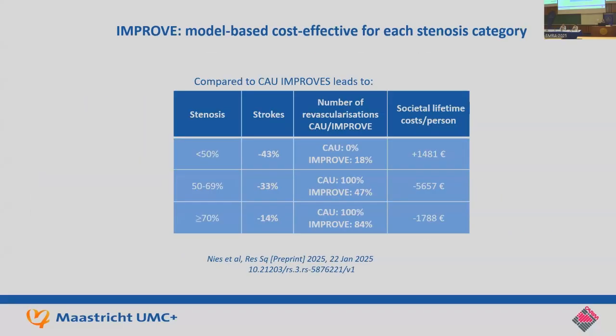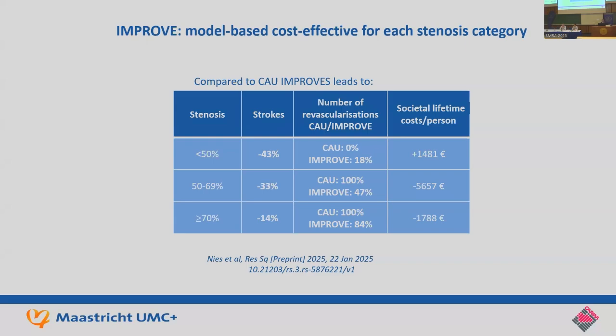In a sub-analysis, we also tested the cost effectiveness of this model-based study in each stenosis category. So in patients with less than 50% stenosis, in the care-as-usual simulation, none of the patients underwent revascularization. And in the IMPROVE arm, 18% of the patients exceeded the risk threshold and were simulated to undergo revascularization. And because these patients at high risk underwent revascularization, there was a reduction in the number of strokes, because now preventive surgery for long-term stroke prevention was performed in these high-risk patients.